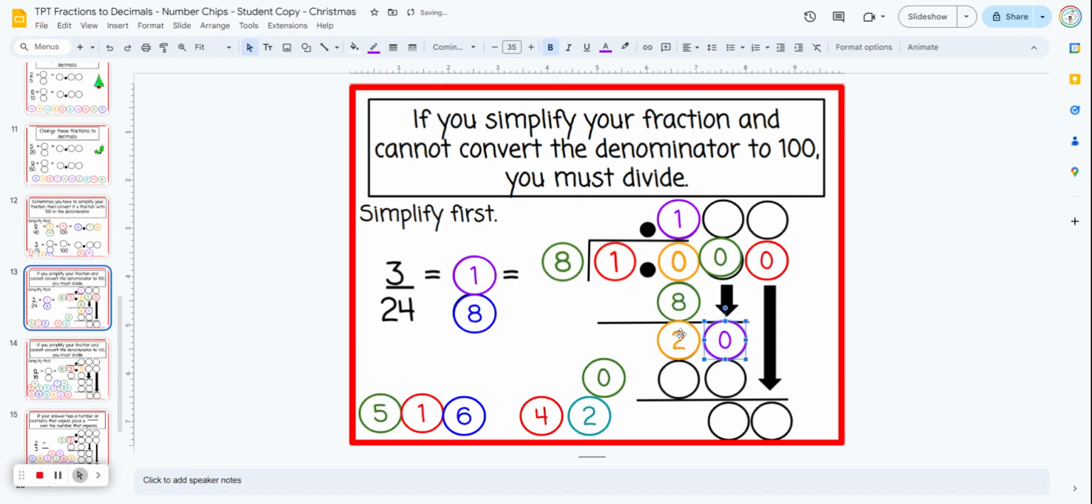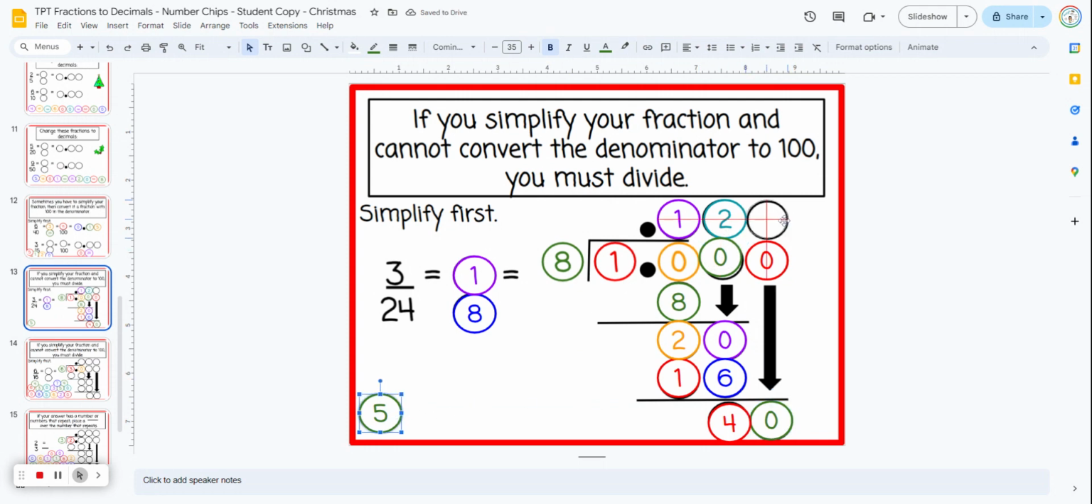Now I go back to the divide step. 8 goes into 20 2 times. 8 times 2 is 16. So this is good practice for that long division also. And then subtract, I get 4. Bring down another 0. And then 8 goes into 40 evenly 5 times. So now I've changed this fraction, 1/8 or 3/24ths, into an equivalent decimal, 125 thousandths.